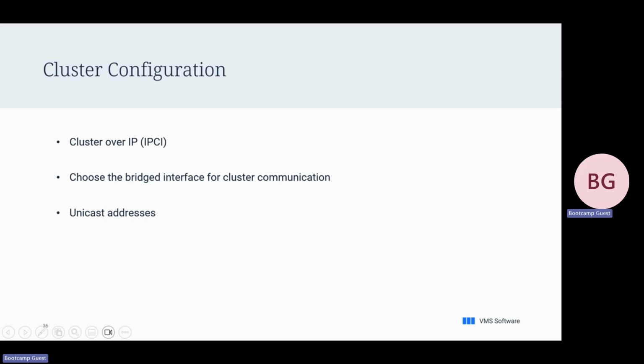And the cluster configuration is very similar to the one where we had a cluster on only the cloud, but it's cluster over IP using IPCI communication. You have to use the bridge interface for all cluster communication, because MacVTap will not be able to use the WireGuard interface at all. And it is also configured with unicast addresses.